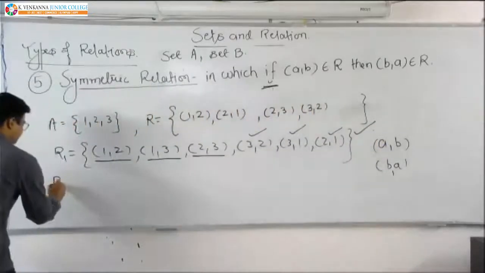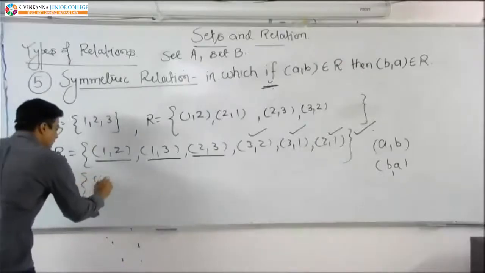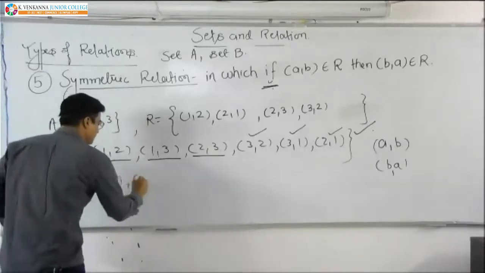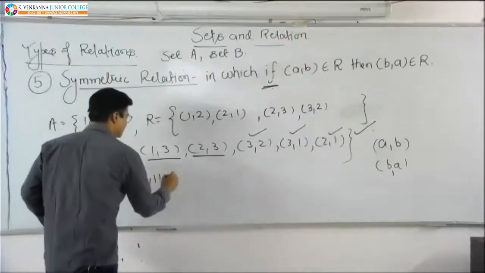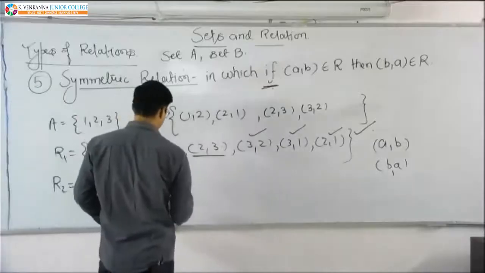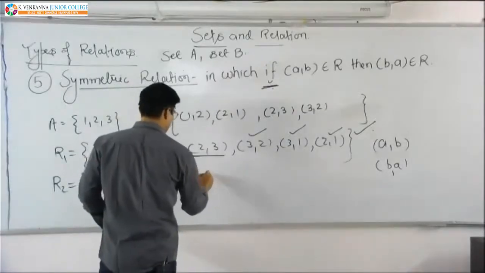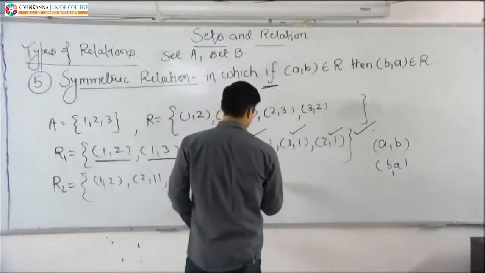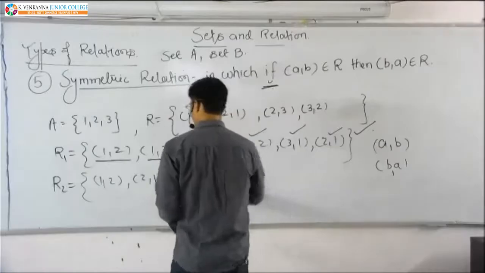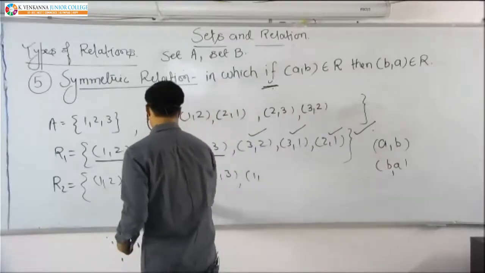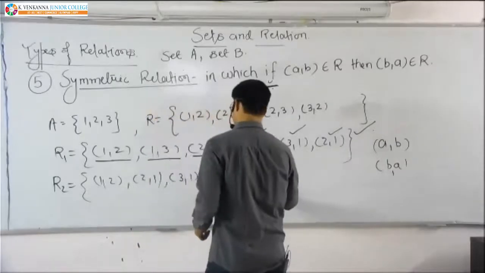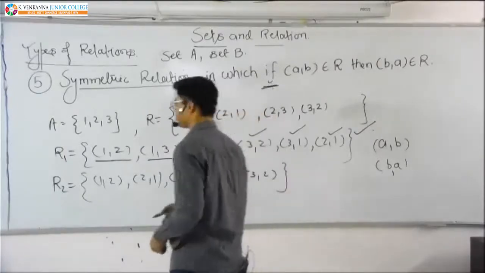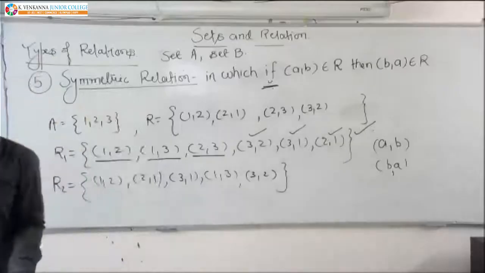Similarly, if I write R2 with 1 comma 2, 2 comma 1, 3 comma 1, 1 comma 3, and let's say 3 comma 2. Is R2 a symmetric relation?